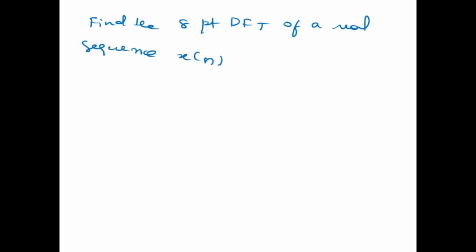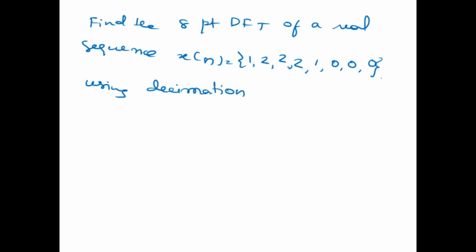Next, we'll solve some of the problems on decimation in frequency FFT algorithms. So first problem, find the 8-point DFT of a real value sequence x of n is equal to 1, 2, 2, 2, 1, 0, 0, 0. It's 8 point using decimation in frequency FFT algorithm.